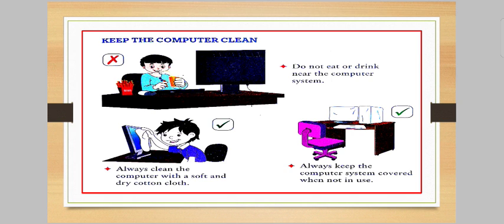Next is, always clean the computer with a soft and dry cloth. We all know that computer is an electronic machine, so we need to keep the computer clean. You should clean the computer with a soft and dry cotton cloth. Next is, always keep the computer system covered when not in use. That means if you do not work on your computer system, then please keep it covered. This is very important.